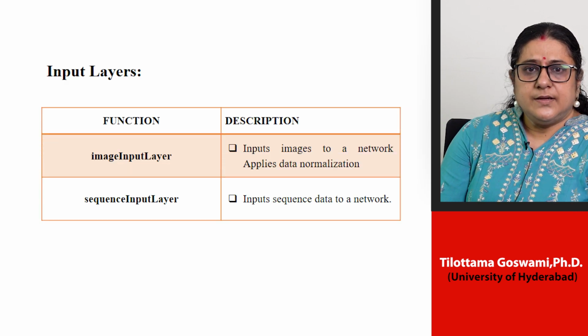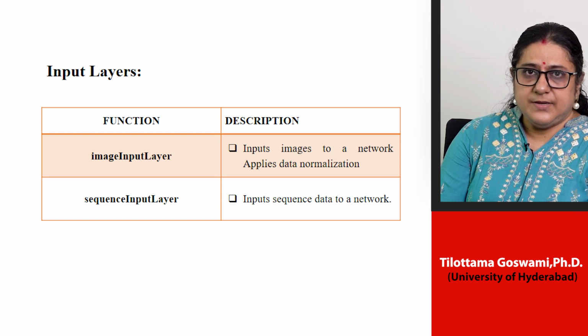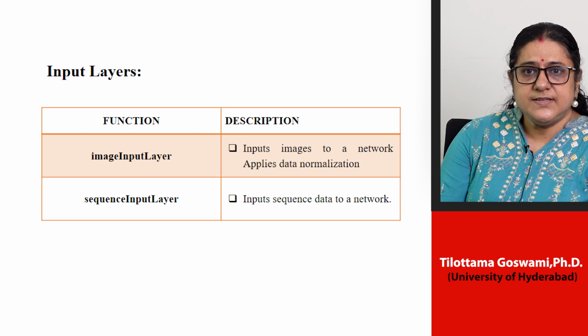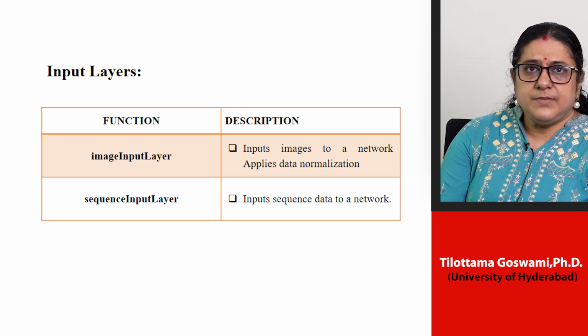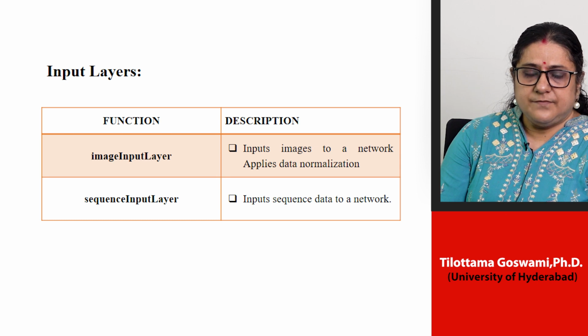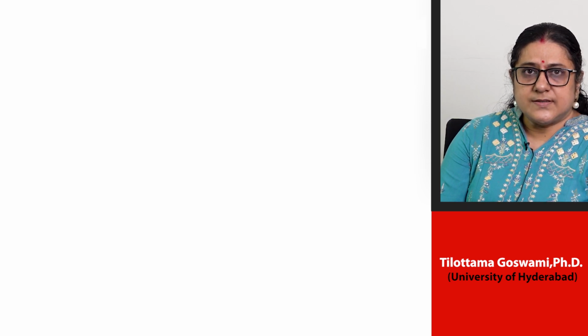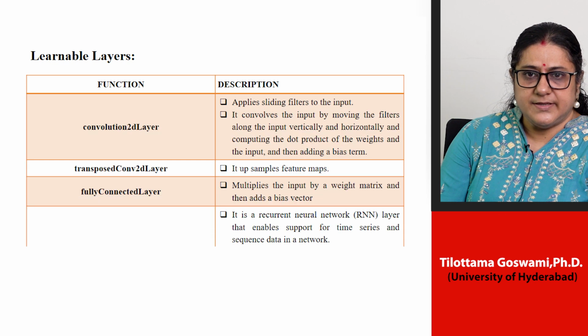Input layer. Input can be a sequence of numbers, it can be images, it can be time series data. So there can be many types of data which can be fed into the artificial neural network, the deep neural network. So it's image input layer, sequence input layer. This list tells us about the learnable layers.